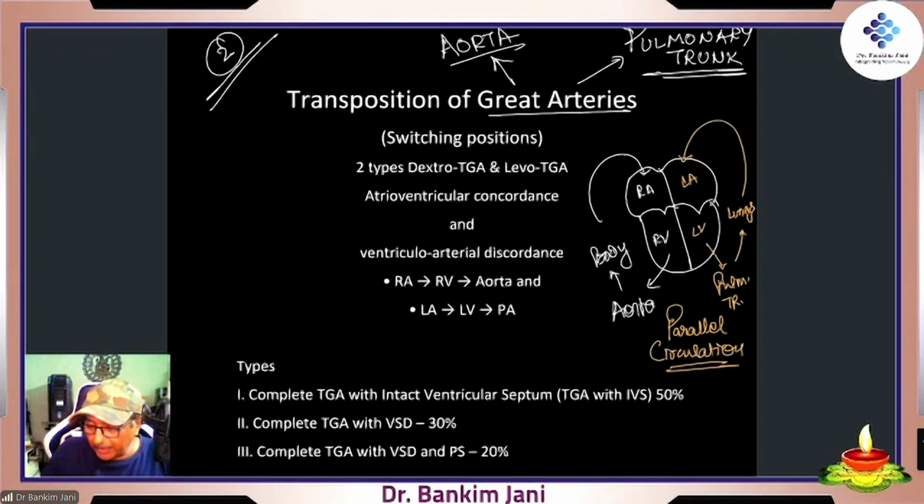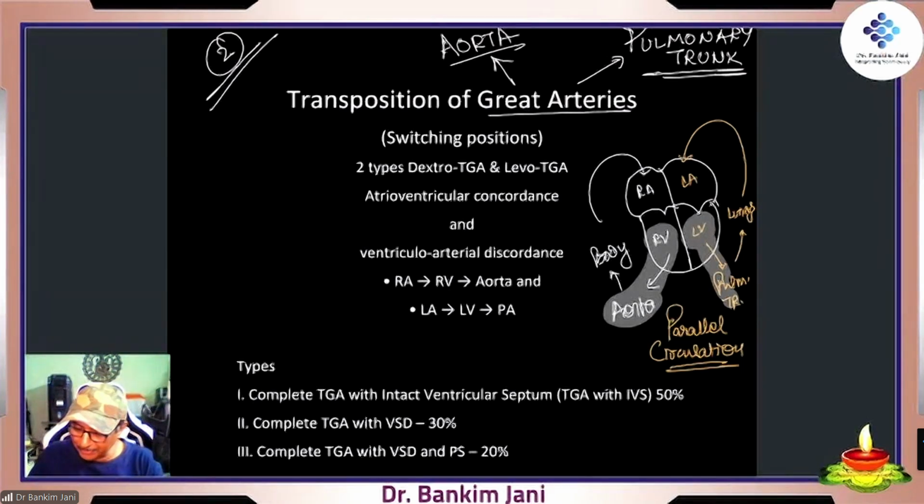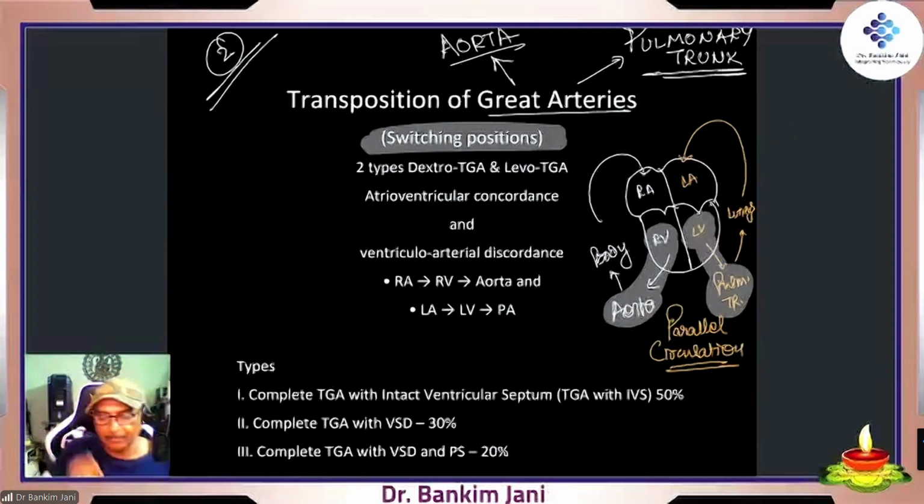This means the aorta comes out from the right ventricle, and from the left ventricle comes out the pulmonary trunk. The rest of the entire system is okay. But this is what is called transposition: they switch their positions.